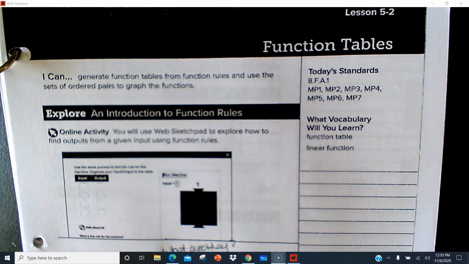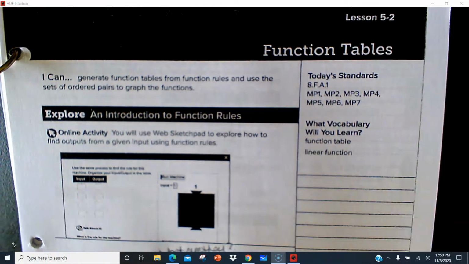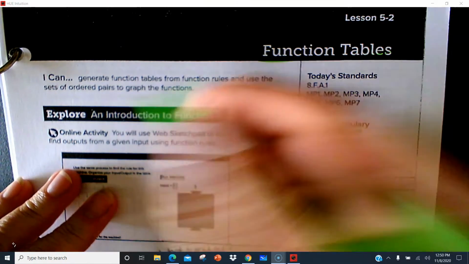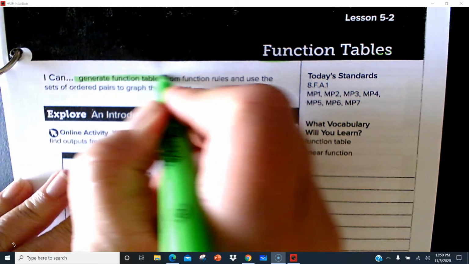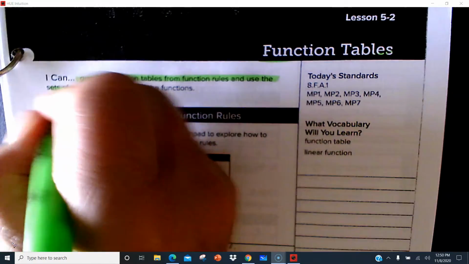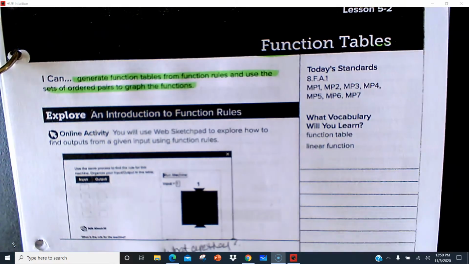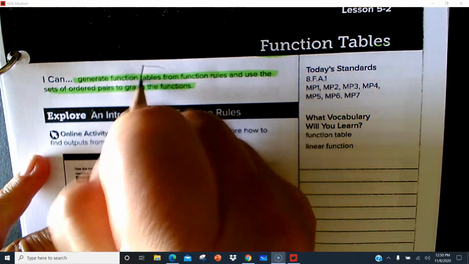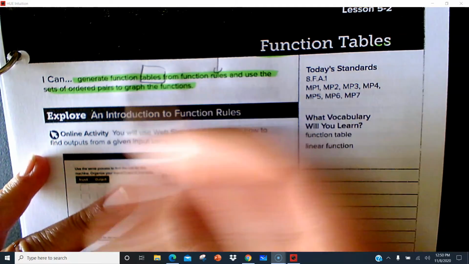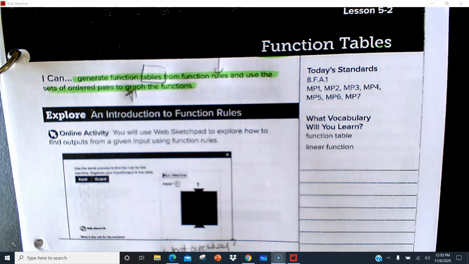Well, alrighty, let's start cruising through some functions and function tables here. Module 5.2. You will be able to generate function tables from function rules and use a set of ordered pairs to graph the function. All you need to know is that you're going to be dealing with tables and use the rules to graph. Okay, that's what we'll be doing today.